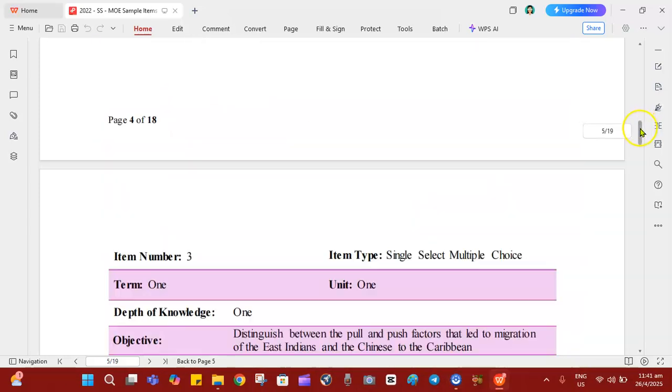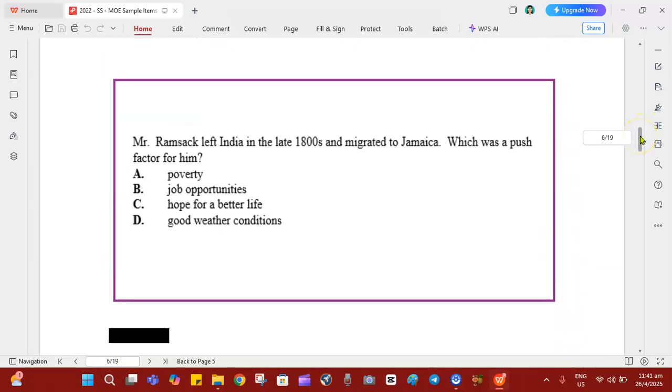I'm going to go fast. Item 3 says Mr. Ramsarak left India in the late 1800s and migrated to Jamaica, which was a push factor for him. So anything that was making him leave India is his push factor, and it's poverty. A says poverty, B says job opportunities. No, he wasn't leaving because he had that. He was leaving to get that. C says hope for a better life, and D says a good weather condition. No, it was A, poverty pushed him out.